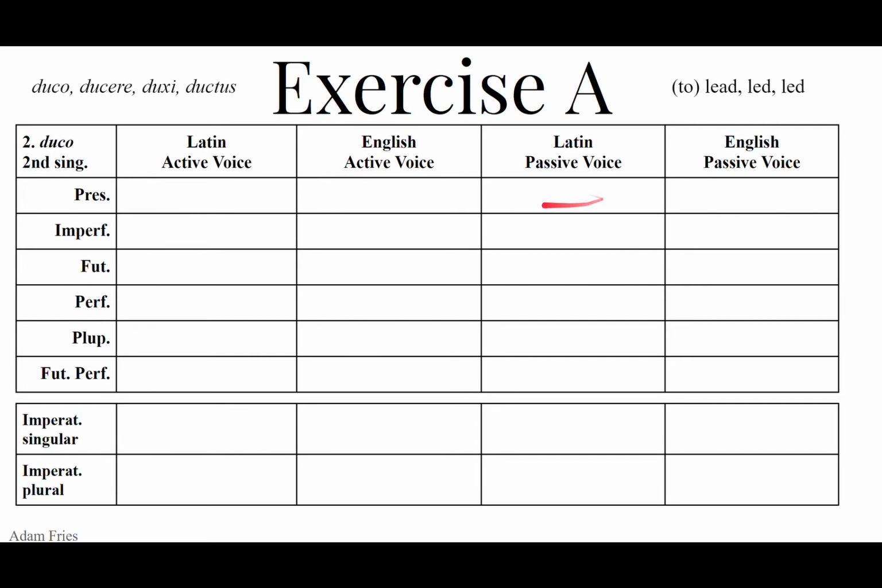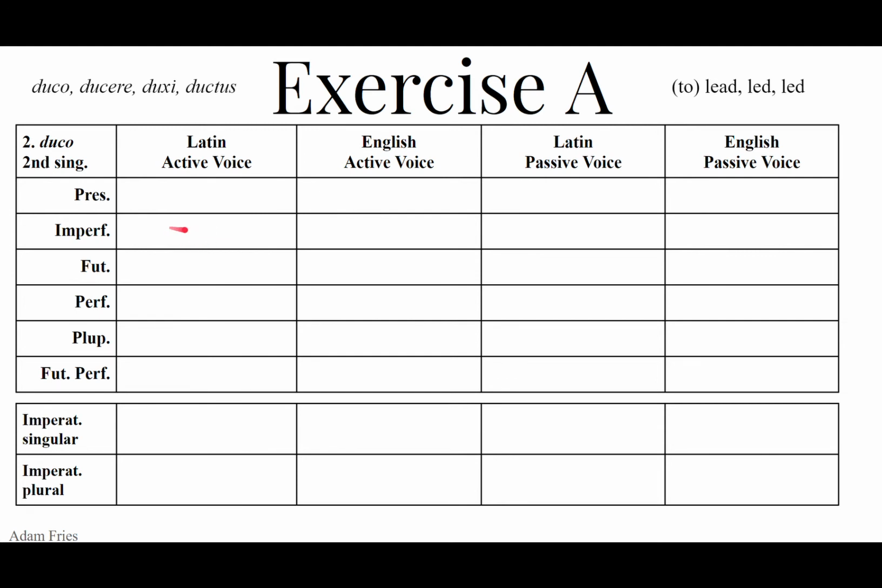Passive is weird. It's duc, present stem, but then eris, E-R-I-S. It's a short E. Short E-R-I-S. So it's duceris. Duceris. You are led. You are being led. It's happening right now. You are being led. You're not doing the leading. That would be active voice. You are being led.